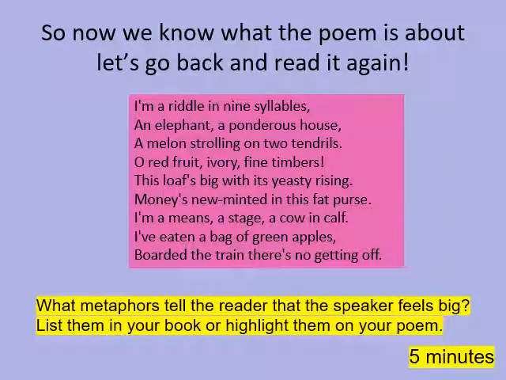So now we know what the poem is about, let's go back and read it again. I'm a riddle in 9 syllables, an elephant, a ponderous house, a melon strolling on 2 tendrils. O red fruit, ivory, fine timbers, this loaf's big with its yeasty rising. Money's new minted in this fat purse. I've a means, a stage, a cowing calf. I've eaten a bag of green apples, boarded the train, there's no getting off.